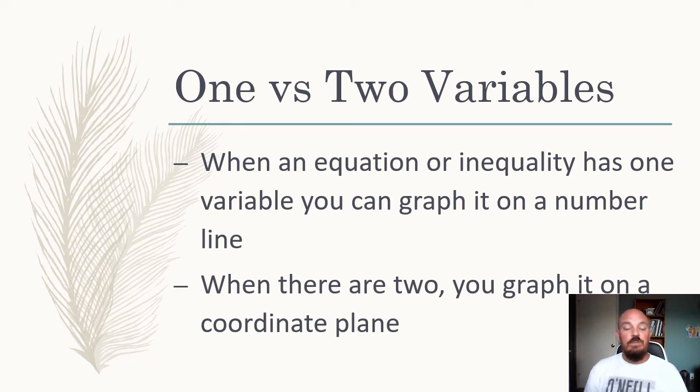Whenever you have two variables, let's say both x and y, remember the letters can be anything, but x and y are the most common ones, that's when you graph it on a coordinate plane. You have the x-axis and the y-axis. And that's when you plot points, like the point 2, 5 means over 2 and up 5.